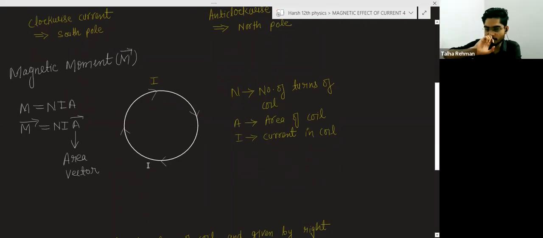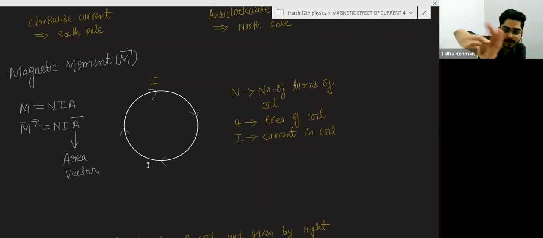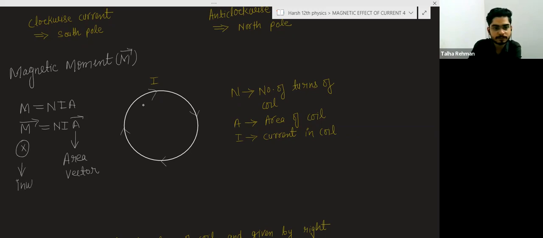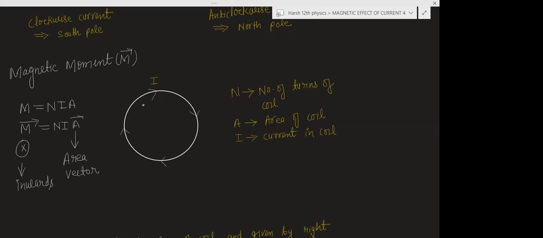When you calculate the direction, you will use the right hand rule. Just curl your fingers along the sense of current. The direction of the thumb will give you the direction of the magnetic moment. So at this point, the direction of the magnetic moment here is inwards. Thumb is going away from me, so inwards.